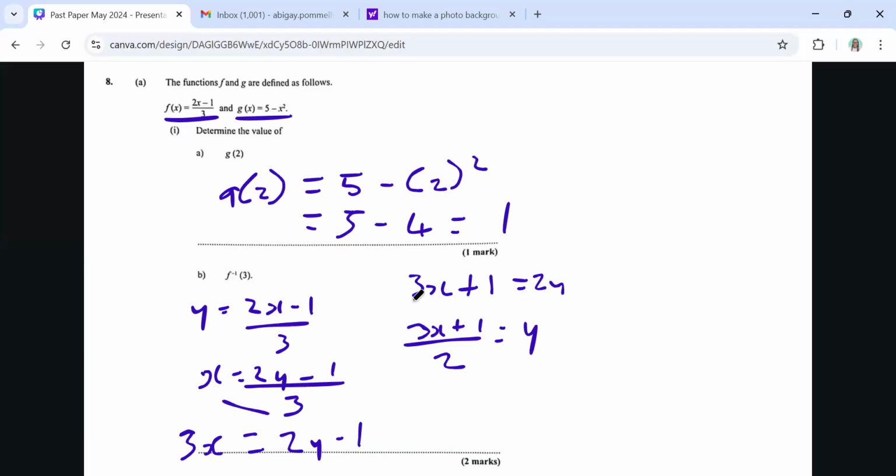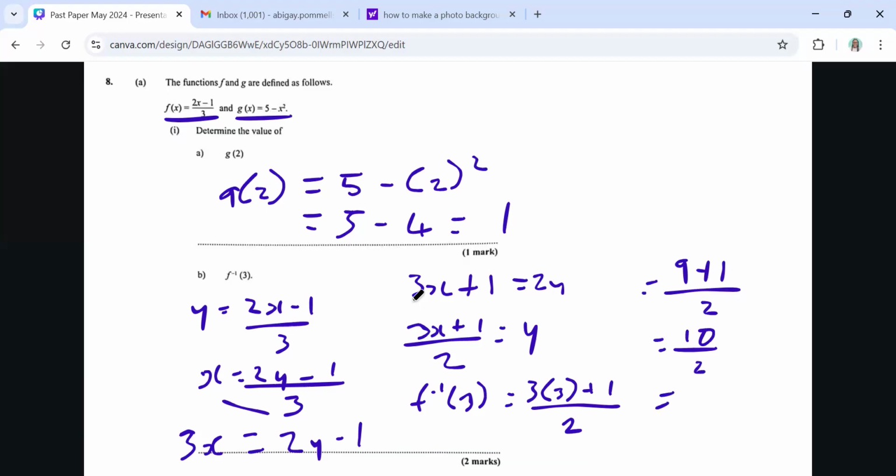All right, so since we found the inverse now I can plug in f inverse of 3 equals 3 times 3 plus 1 over 2. So I'm coming over here, 3 times 3, 9, plus 1 over 2. And that is 10 over 2 equals 5. And that's our answer there. And that is 2 marks.